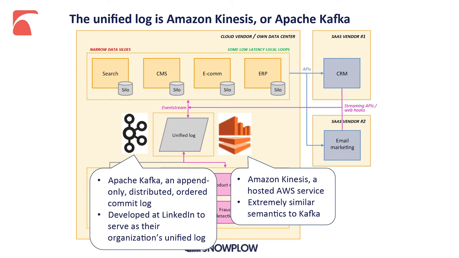At this moment, there are basically two of them. One is Apache Kafka, and that was the first one out. Apache Kafka is an append-only distributed ordered commit log. That's a lot of things to pack in, but basically you can think of it essentially as almost a distributed queue that has persistence and supports extremely, extremely high throughput.